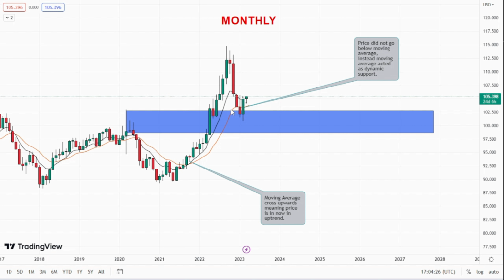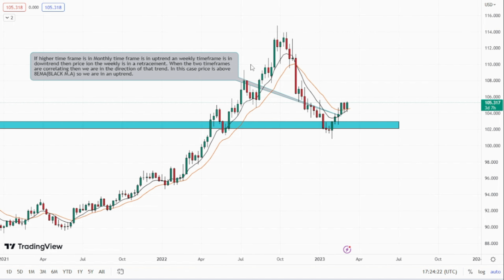In the video about trading indicators, I explain moving averages and how they can also be used as dynamic support to help you maximize profits in the market. Here, as you can see, we have a crossover to the upside, giving us confirmation that our trend is up. We go down to the weekly. If in the higher time frame, that is the monthly time frame, the moving average is in an uptrend and the weekly time frame is in a downtrend, then price in the weekly is in a retracement.